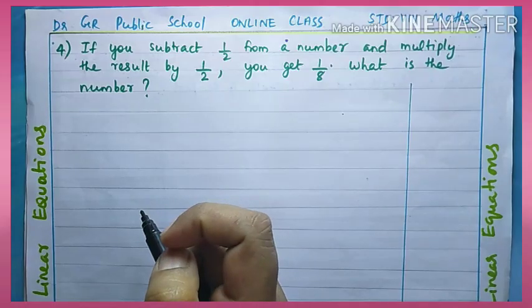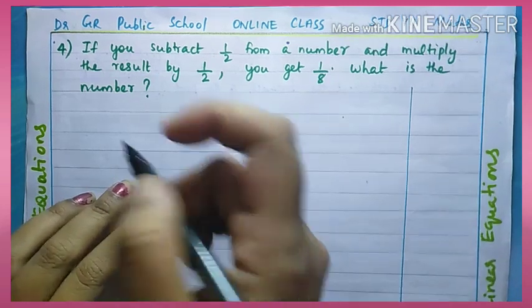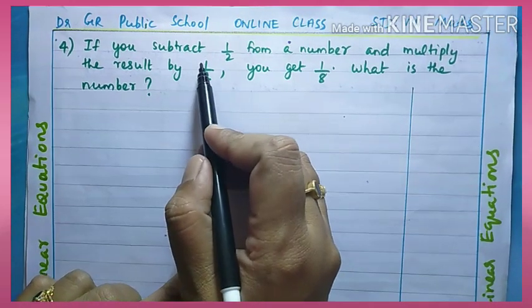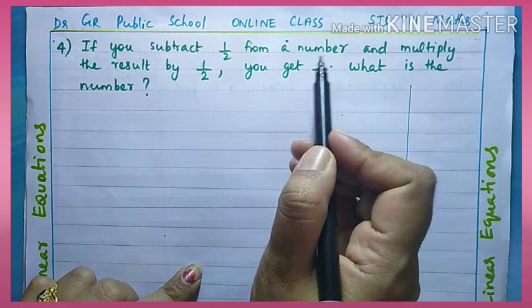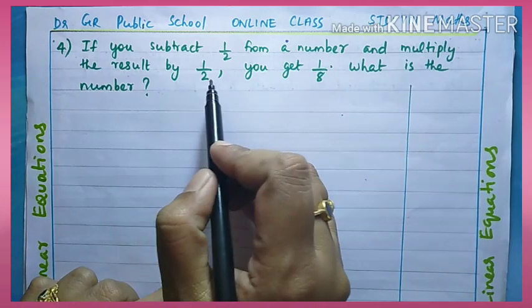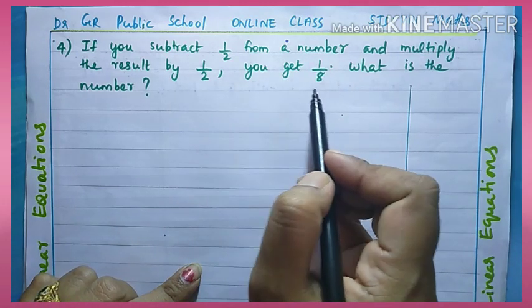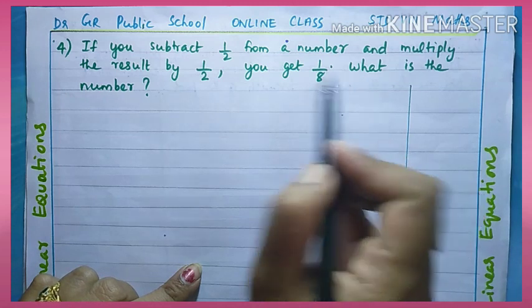Now children, see the fourth question here. If you subtract 1 by 2 from a number and multiply the result by 1 by 2, you get 1 by 8. What is the number?